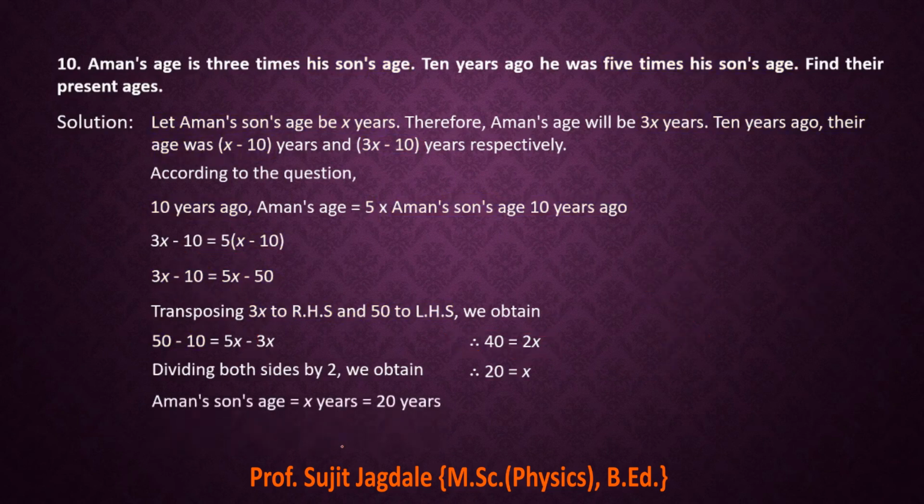So therefore Aman's son's age is going to be 20 years, and Aman's age is actually 3 times that. So therefore it is 20 into 3, it is 60 years, 3 times. So 20 3s are 60. So 60 years is the age of Aman.